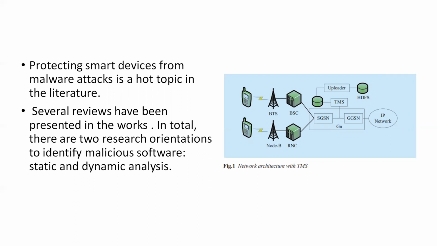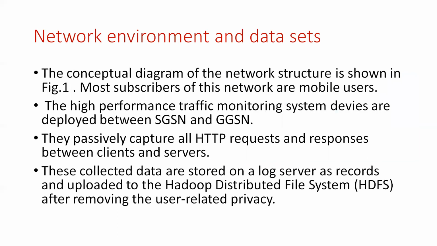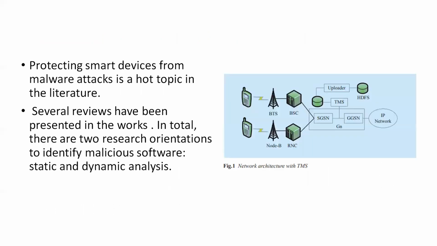Static means it is a finite analysis, whereas dynamic is a flowing analysis, meaning the analysis can be done automatically. Here is a network architecture with TMS, where we can see BTS, BSC, RNC, Node B, uploader, TP, TMS, how they are interconnected, and HDPS, SGSN, GGSN, and the IP network. Next, network environment and datasets. The conceptual diagram of the network structure is shown in figure 1, which I have shown before, which is the network structure or architecture with TMS.